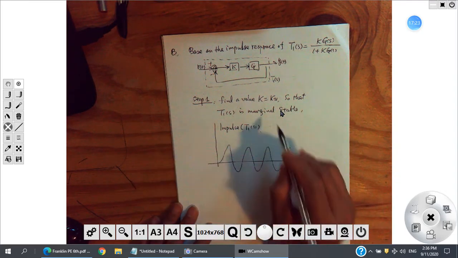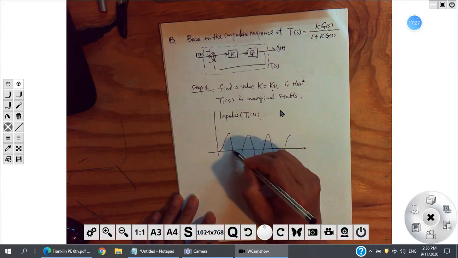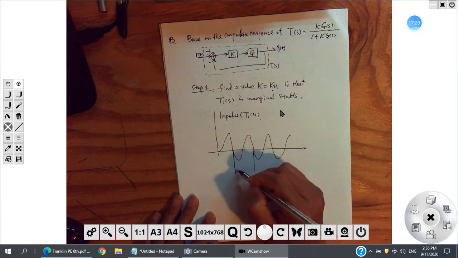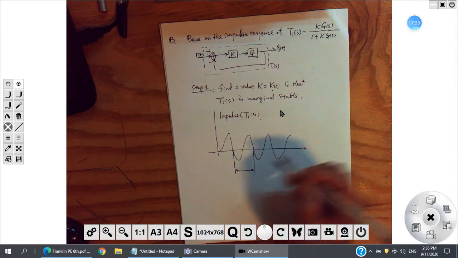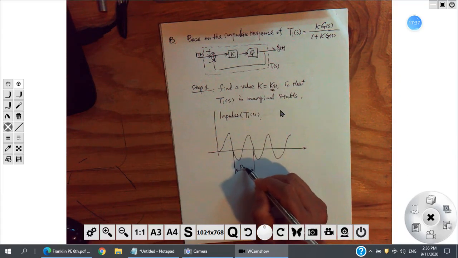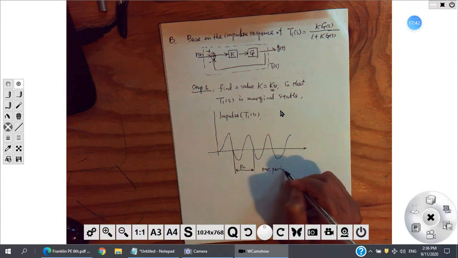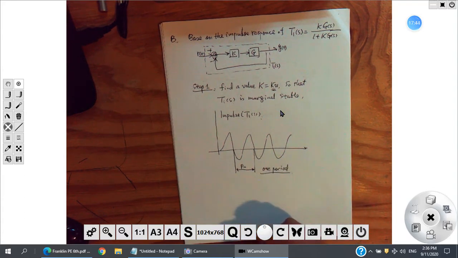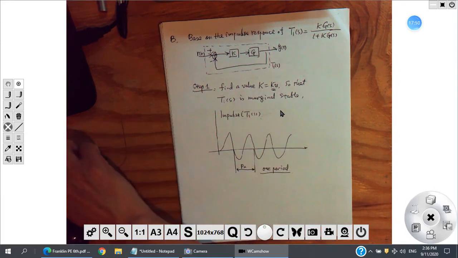You find that Ku, and then here you can check one period. This is one period. You have a period, and you have this value, which is Pu. It's one period. Okay, we have these two numbers. Then we choose the PID based on these two numbers. They're also in the table.